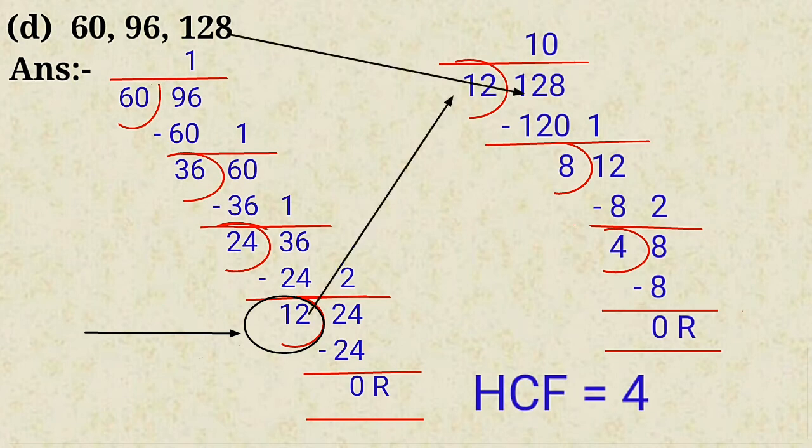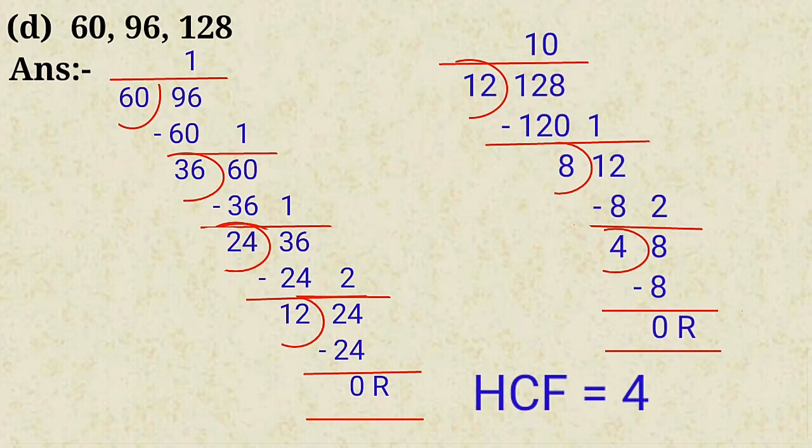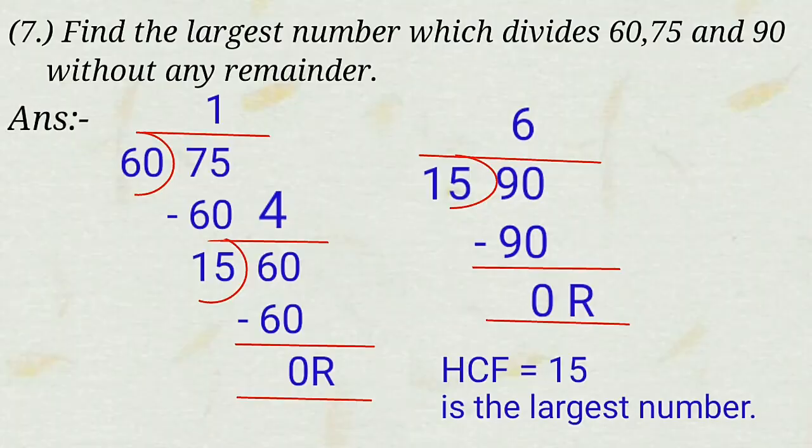Now let's take 12 and 128. Let's find their HCF. Now 12 tens are 120, so we get 8. Now let's take 12 as dividend. 8 ones are 8. 12 minus 8 gives us 4. Now take 8 as dividend. So 4 twos are 8. So we get 0 remainder. So from here the last divisor is 4. So HCF is equal to 4. Answer.